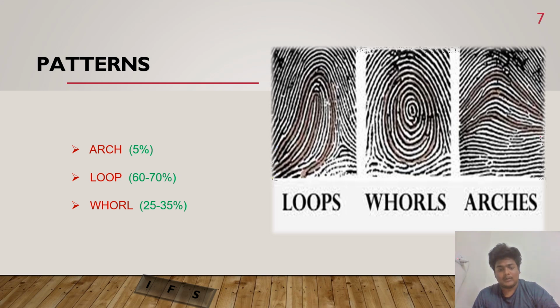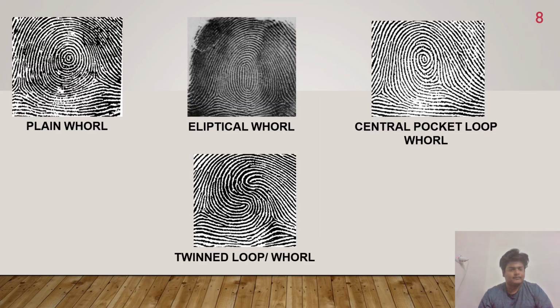Then we have whorls. The whorl patterns are about 25 to 35% in the overall population. In the whorl patterns, the ridge flow is towards the center of the core, which makes a circular pattern, or sometimes it also makes an elliptical pattern. So depending upon the type of the circles that are forming, the whorls are again categorized as plain whorls.